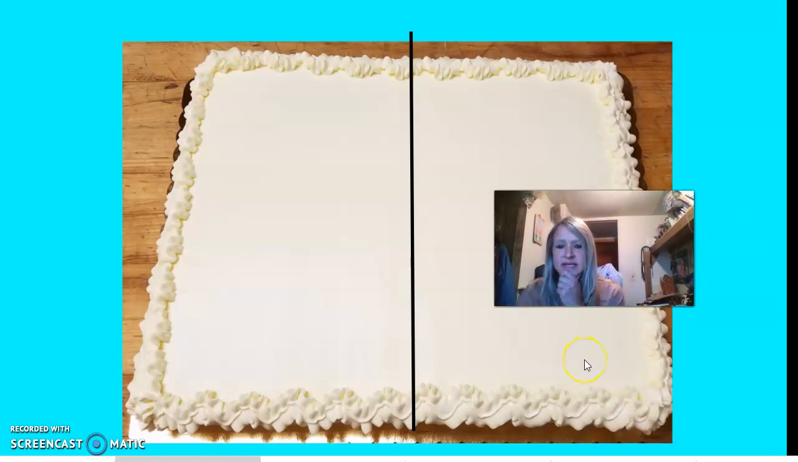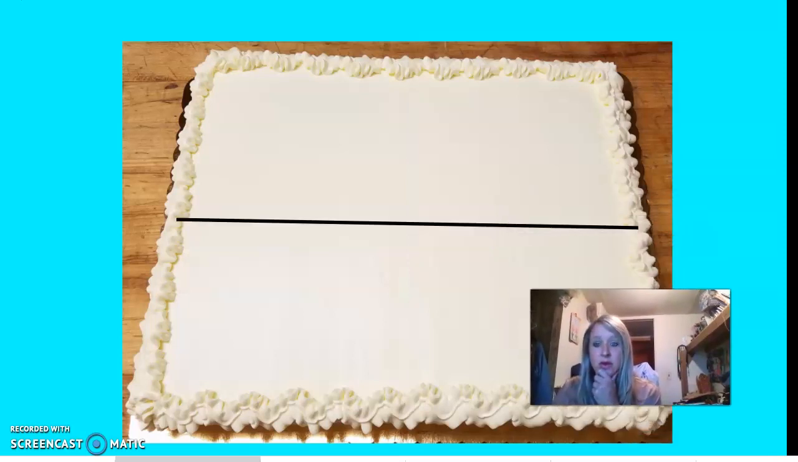What about if I decide to cut it this way? Would that still be halves? Thumbs up if you think yes. I think you're right. You can divide an object in half in more than one way.